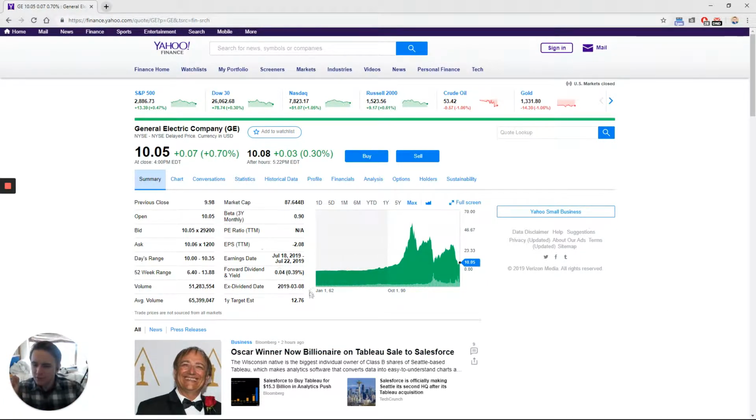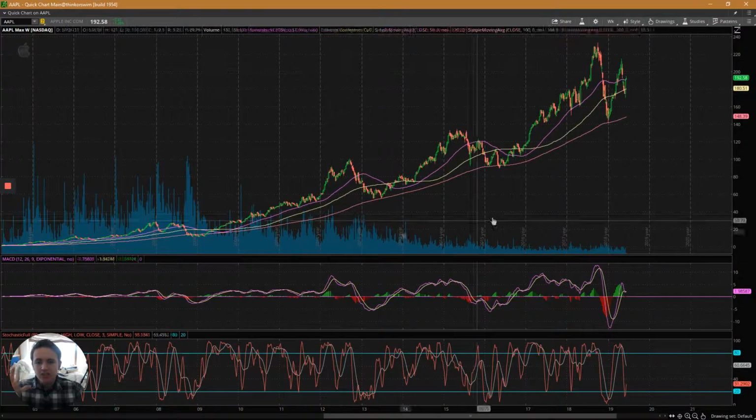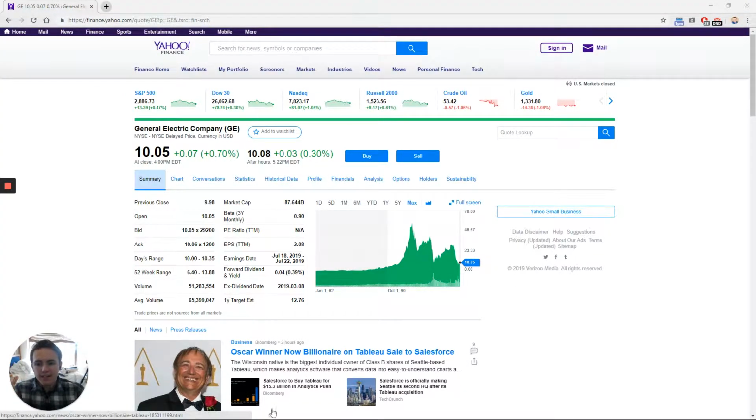Okay. Now, the first thing I want to look at here are the key statistics. We break these down in the stock classes on here. We break these down in the courses. We break these down in the book. These are going to be your key fundamental indicators. So alongside this chart pattern, especially with swing trades, long-term investments, you want to understand the company you're investing in. So this is GE.